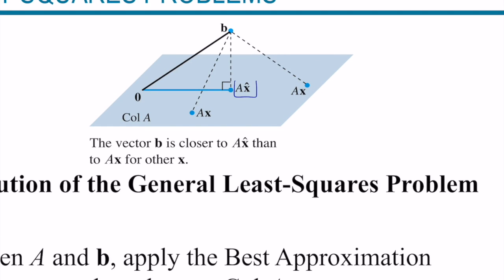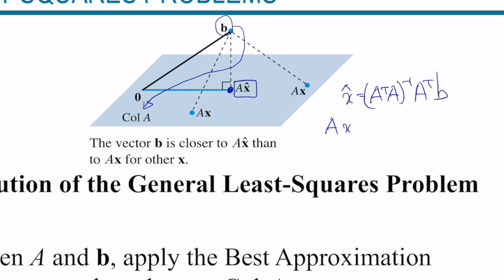So this A x hat is actually the orthogonal projection of B onto the column space of A, right? So this is actually the orthogonal projection. And what was the solution for this least squares solution? (A transpose A) inverse A transpose B, right? And then if we further multiply A, we obtain A times (A transpose A) inverse A transpose B.